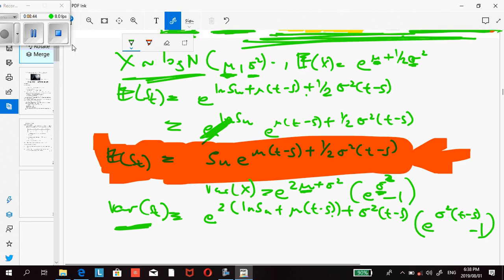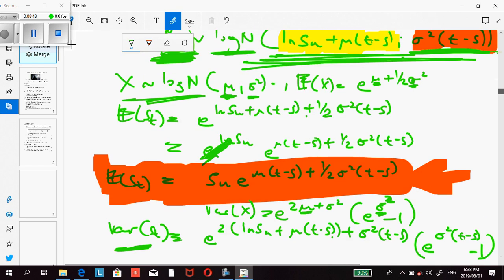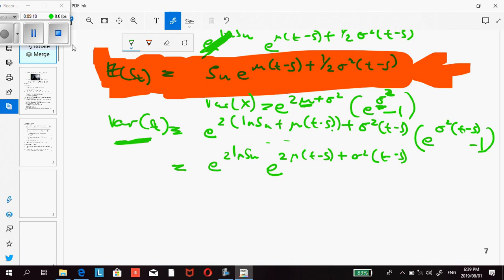Now I'm going to simplify this. I'm going to perform a little bit of algebra, but it's no big deal for you because you've been doing mathematics for your life. So what am I going to have here? I'm going to separate this as I did previously. e to the power of 2 natural log S_u multiplied by e to the power 2 mu into (t minus s) plus sigma squared into (t minus s), multiplied by e to the power of sigma squared (t minus s) minus 1.